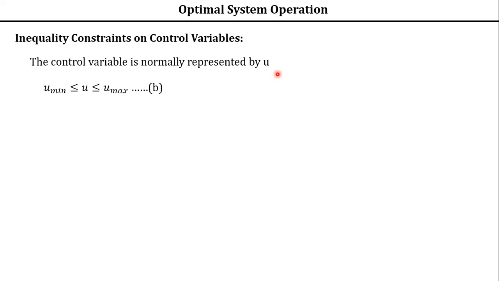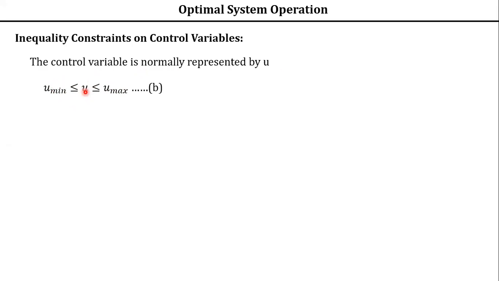So what are the inequality constraints? You know that one. Inequality constraint means it will have either less than or equal to, or greater than or equal to. However, here in this case, control variable will have the limits, that means maximum limit and minimum limit. Understood? So this control variable should lie within the minimum value and maximum value. That means u must be greater than or equal to u minimum and less than or equal to u max. This is your inequality constraint on control variable.